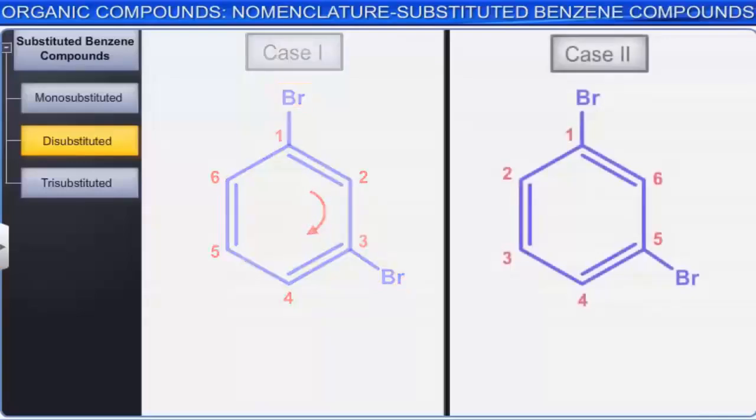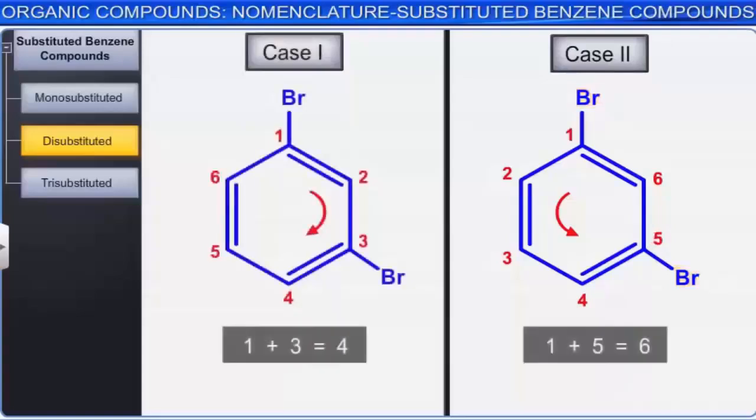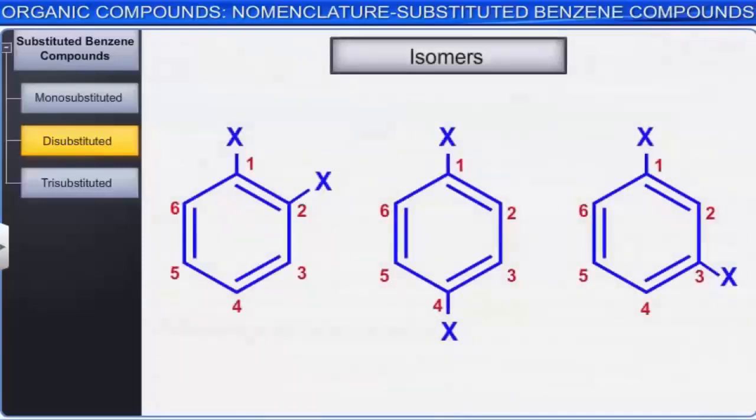In case 2, the numbering of carbon atoms is done in the anti-clockwise direction. As a result, the two bromine atoms are present at the positions 1 and 5. According to the rule, case 1 follows the correct way of numbering. Three isomers are possible for a disubstituted benzene.